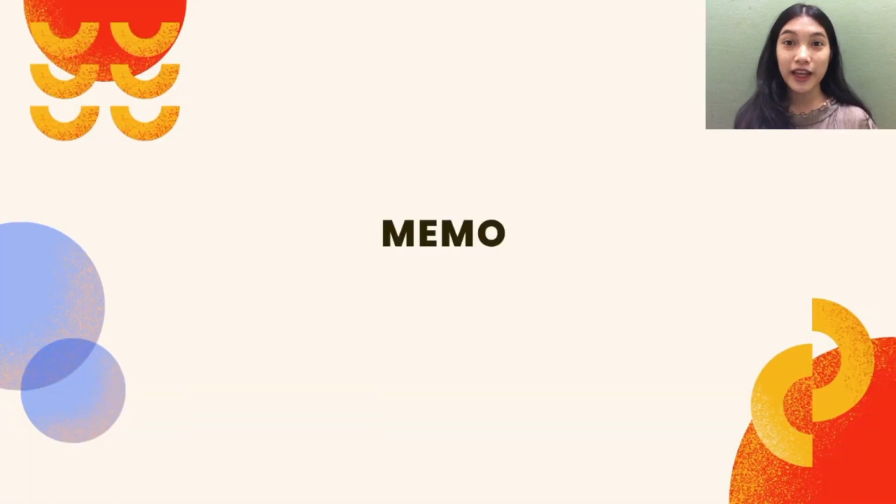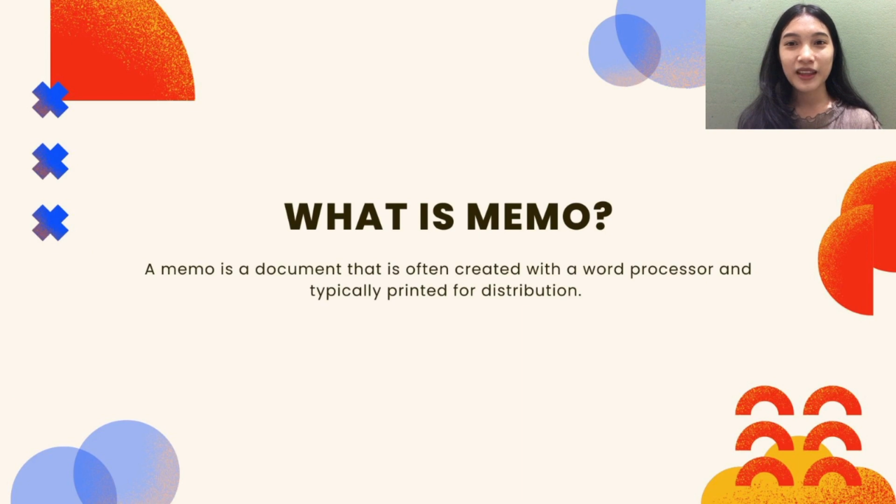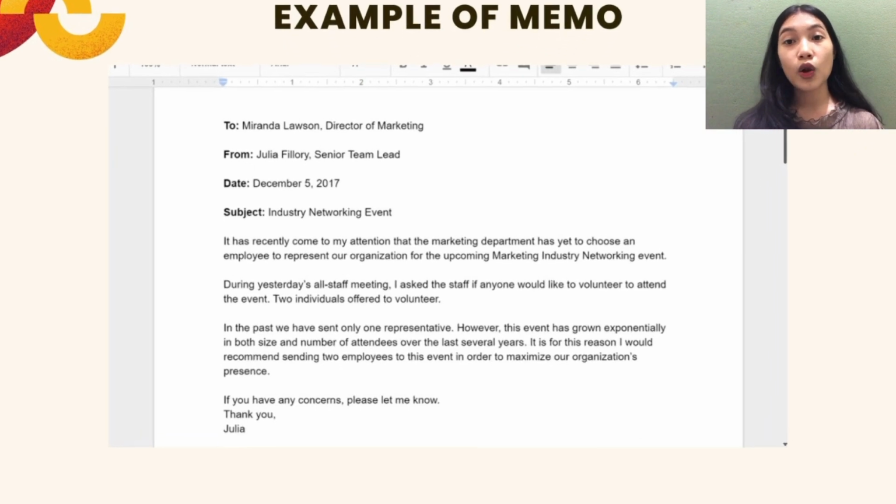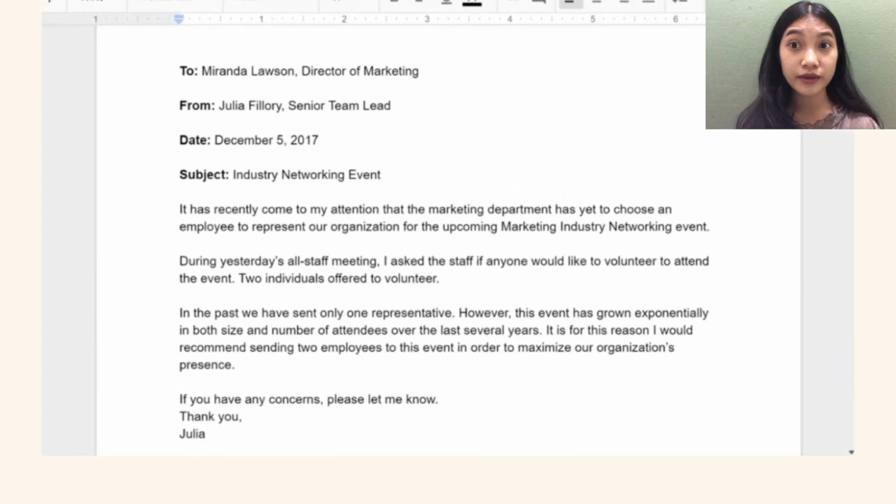When you need to update your colleagues on important information or make an announcement at your workplace, a business memo can be an ideal way to address a specific audience in a formal context. A memo is a document that is often created with a word processor and typically printed for distribution. The format is similar to email. It usually begins with the header sections that list recipients and other details. And now let's take a closer look at what's included in the header.